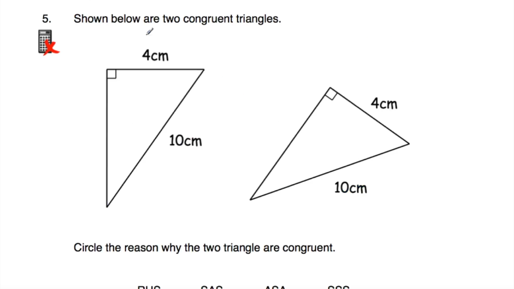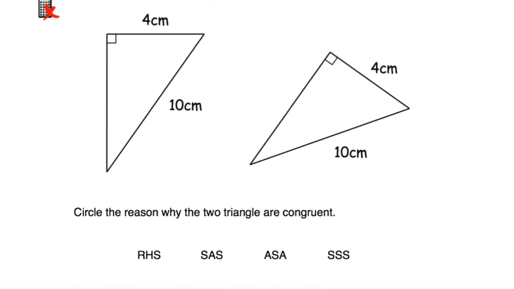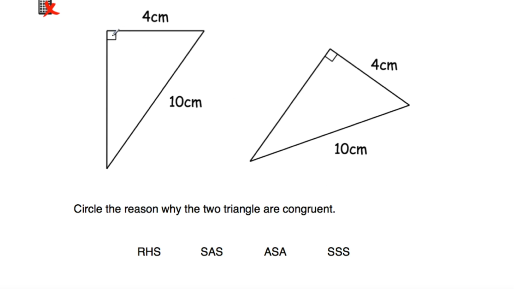Okay, next, so question number 5, we've been given two congruent triangles, so we've got these two triangles, and they're congruent to each other, and we've been asked to circle the reason why these two triangles are congruent. So we've got a right angle, we've got a side, and then we've got the hypotenuse, which is another side. So we've got right angle, hypotenuse, side. So it's going to be right angle, hypotenuse, side.